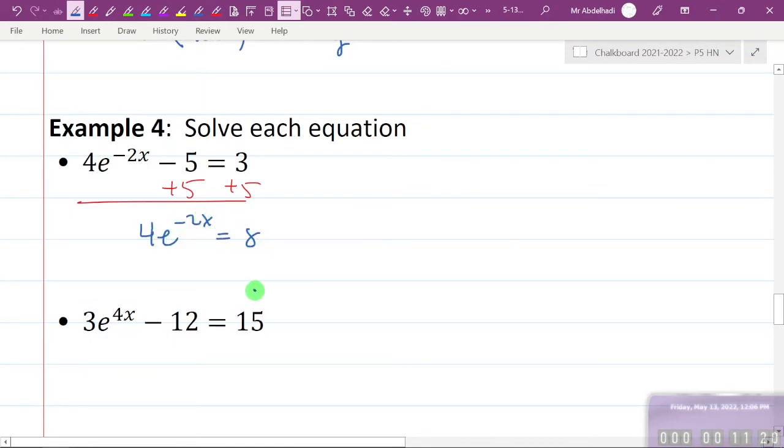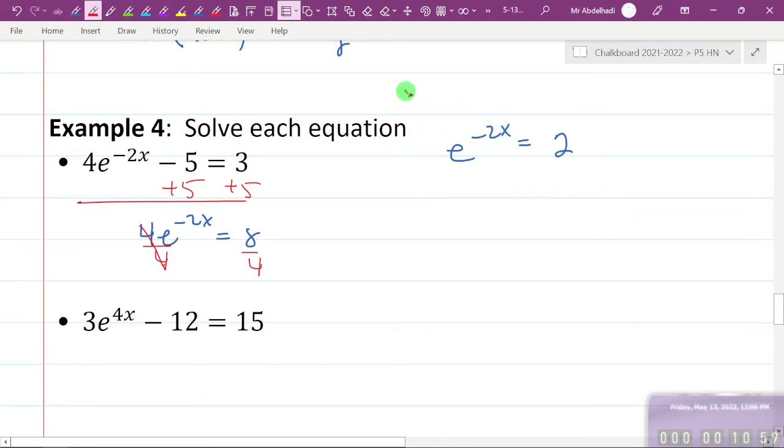I'm going to divide both sides by 4. So now I have e to the negative 2x equals 2. And now this is where I'm going to use that property we learned in the last lesson, which is we're allowed to take the log of both sides. All right, and that will let us use the power property to bring this down from the tower, so to speak, right? Take the log of both sides.